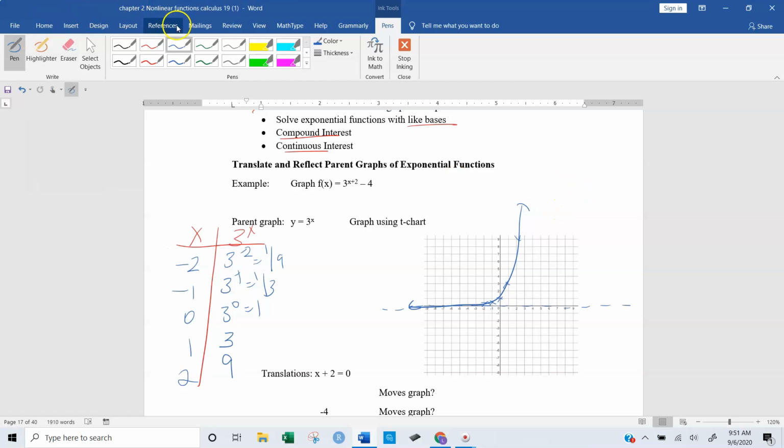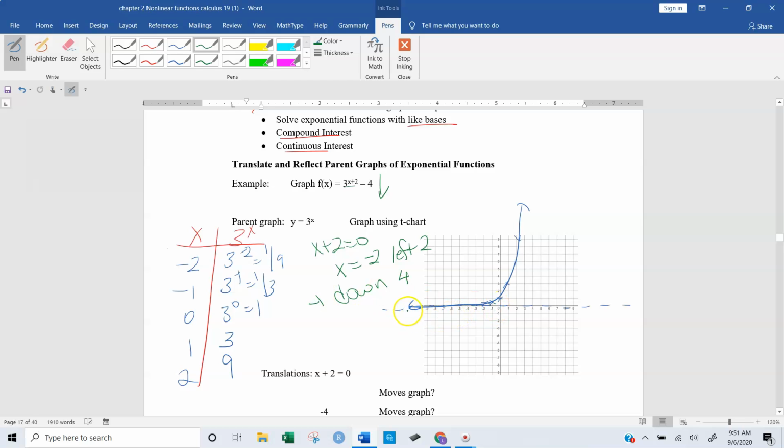Now I need to move my parent graph. So when you look at the move, we're going to look at our x's just like always, and x plus 2 is attached. So you do just like before. x plus 2 equals 0, so x equals -2. So I am going to go left 2. The -4, just like before, means down 4. So I'm also going to go down 4.